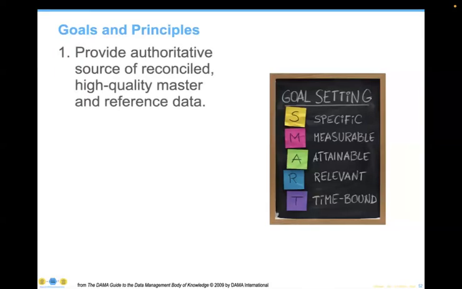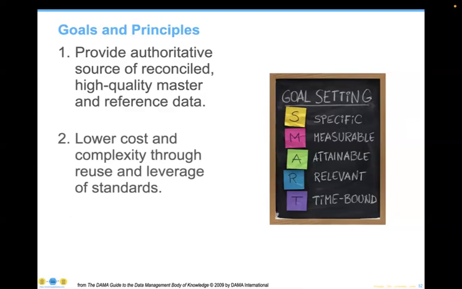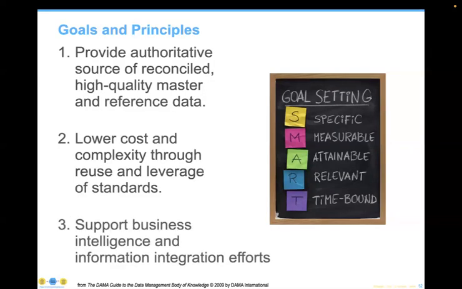So then goals and principles is to provide an authoritative source of reconciled, high quality master and reference data. The average organization has their customer data stored across 13 separate systems. If you can reduce that to any number less than 13, you are above average. The goal, of course, of a reference and master data solution is to have it in one. This helps lower the cost through reuse and leverage of these standard efforts and supports business intelligence and integration, analytics, all the rest of your activities that go on here.